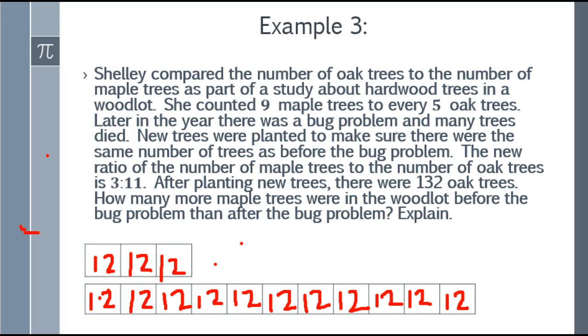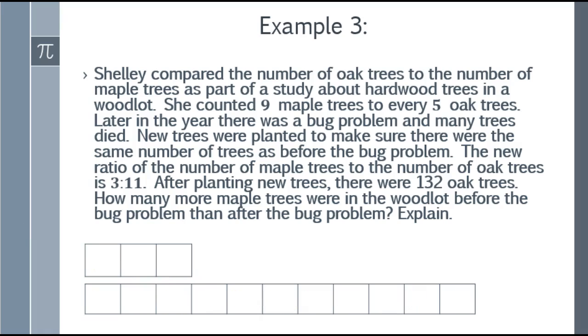Now if I want to know how many more maple trees were in the woodlot before the bug problem than after, I'm going to look at after the bug problem. We had a total of 36 maple trees, because each piece represented 12, so 3 times 12 gives us 36. That is after the bug problem. Before the bug problem, we had 9 maple trees to every 5 oak trees, so I would take 9 times 12 to get 108.